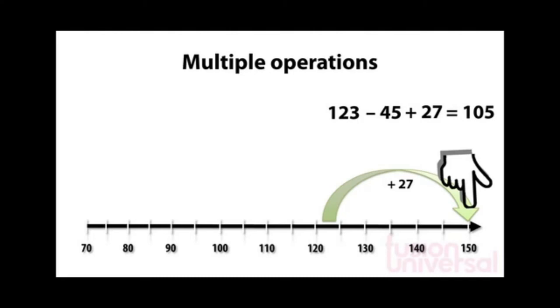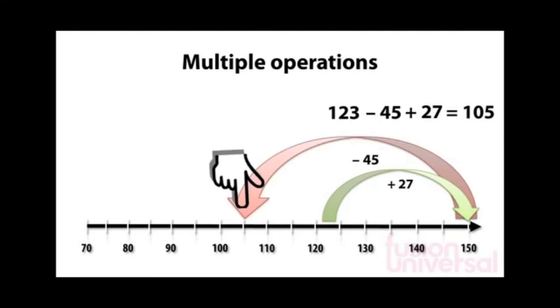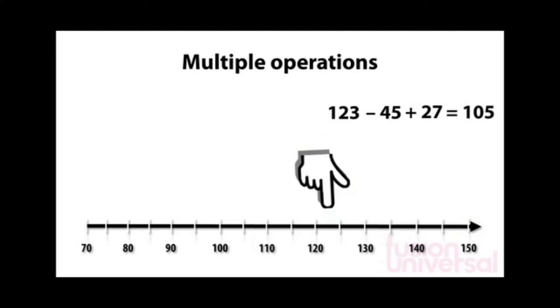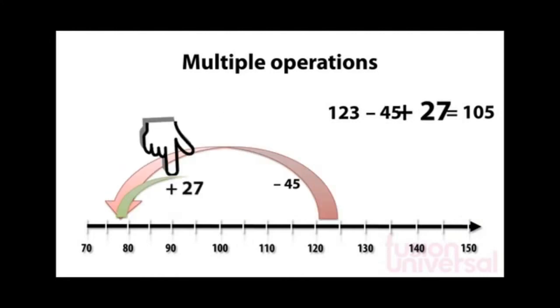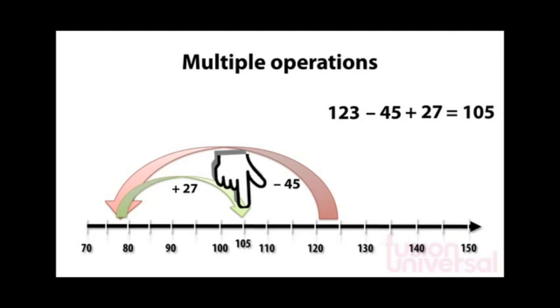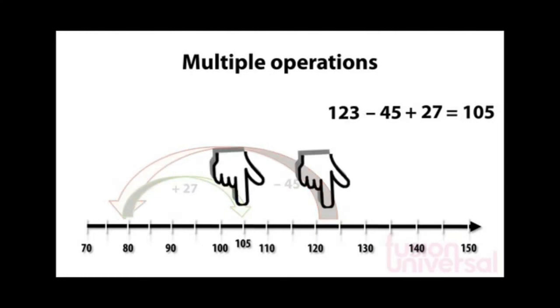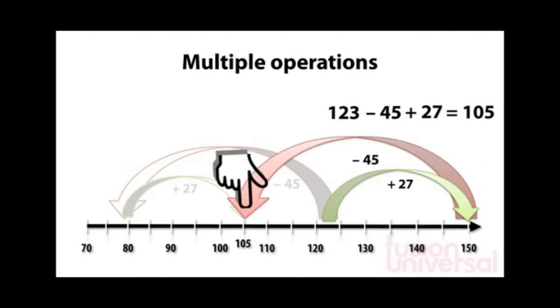giving us 150. From here we then take away 45. Again, this is easy, giving us 105 as the answer. Of course, the answer will be the same whichever way we choose to go. 123 subtract 45 plus 27 is equal to 105, and 123 plus 27 subtract 45 is equal to 105. But in this case, 123 plus 27 subtract 45 is a lot easier to do.